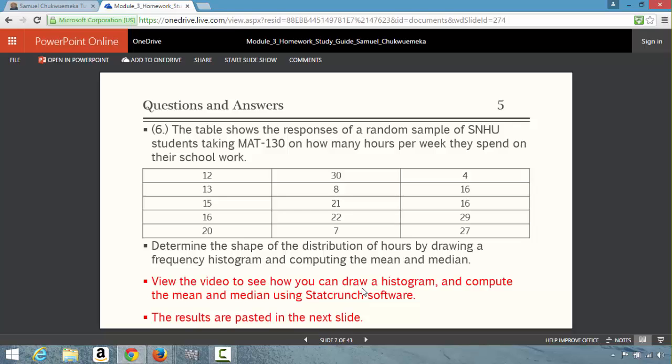The table below shows the responses of a random sample of SNHU students taking Math 130 on how many hours per week they spend on their schoolwork. So some spend 29 hours per week, some spend 4 hours per week.